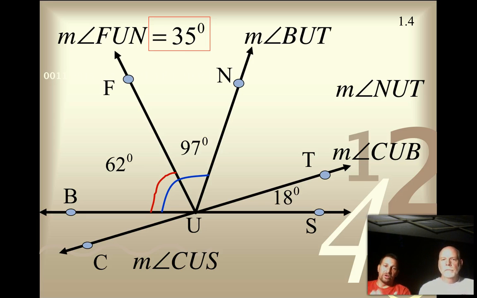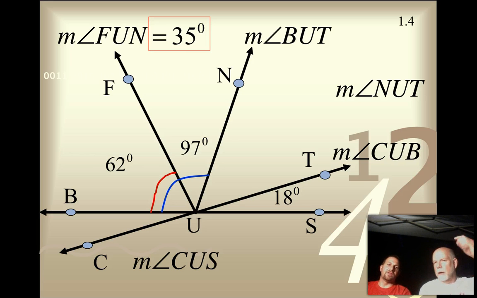Or what I could have done is say, okay, I know BUS is a straight angle. I know that FUB is 62. I know that BUN is 97, and I know that TUS is 18. If I add those together and then subtract that from 180, that will also tell me the remaining piece for the measurement. Wait, no, that won't tell me the measurement for angle BUT. It'll give you NUT.